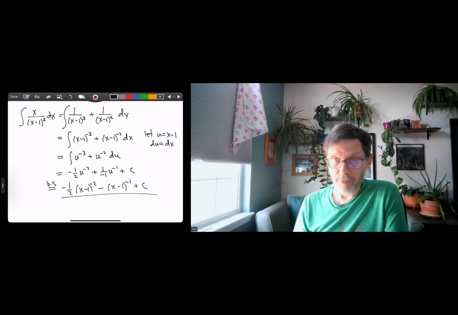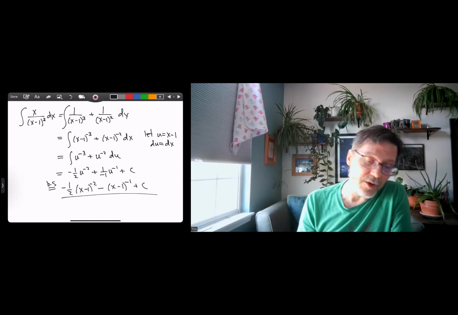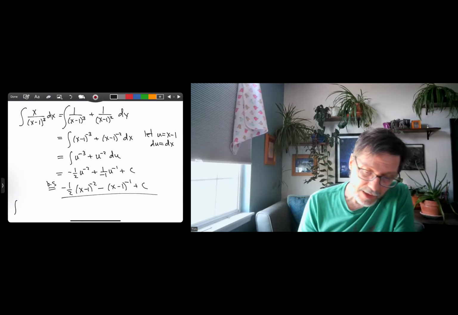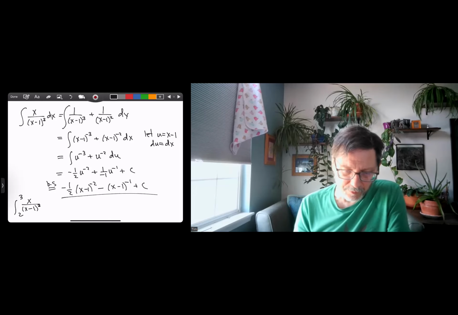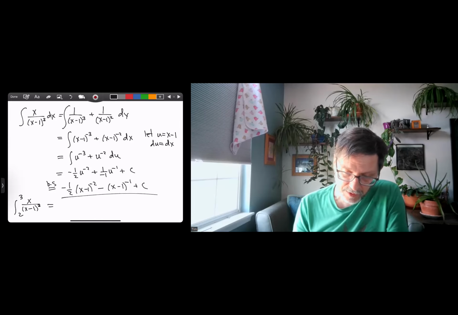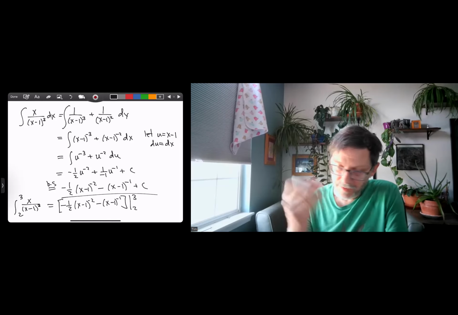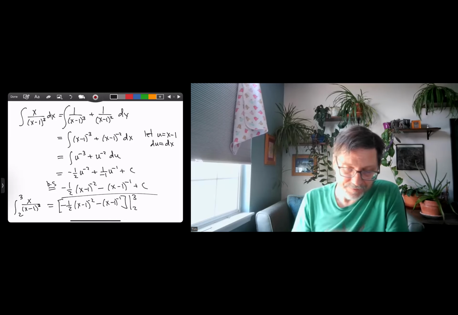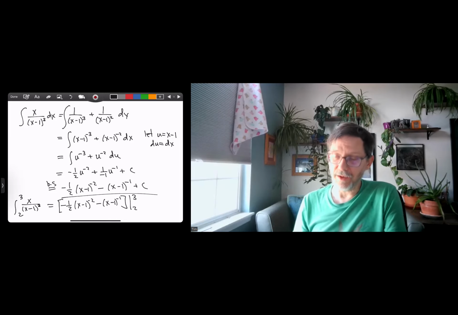Good. Hope that works good. One last note: had this original integral had some limits on it, like this, I would just go through this process and use my antiderivative that I just cranked out. So in other words, it's right there. Do that from 2 to 3, plug and chug and simplify, and I'm not going to do it. Just wanted to make that note.